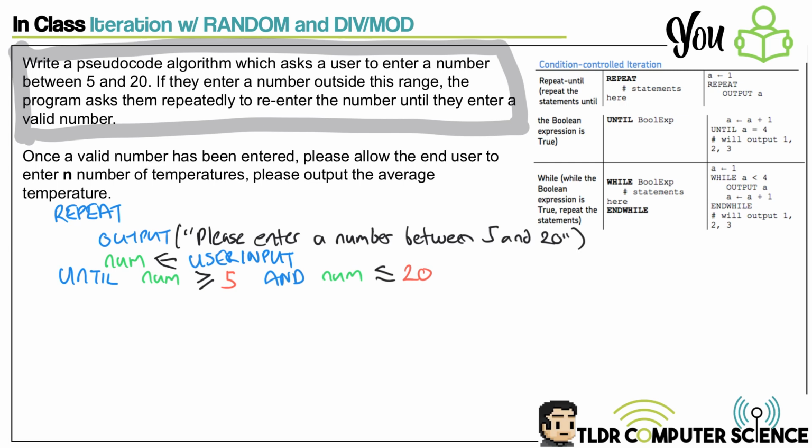You can do it the other way around. You could describe what you're not looking for. So you could say until num is less than 5 or greater than 20, or not that. So you can say what you're not looking for and keep asking it. But we're saying this way what we are looking for. Okay, so that's that first one actually done.